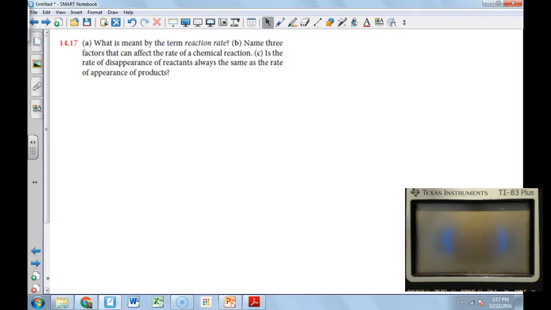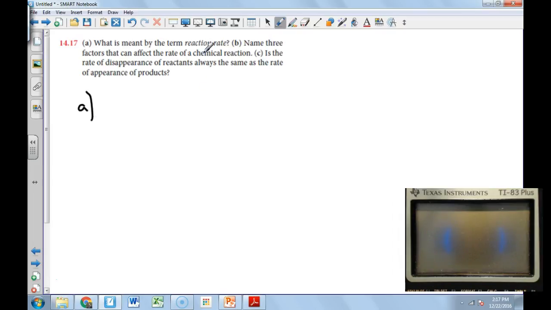Hey everybody, this is question 14.17 out of Brown LeMay Burston. Wanted to give you a question that you can look up the answers to, or check to see if you're thinking about it the same way that I am. With these sorts of questions where I have to write a lot, I may not write out the whole thing. I may just give a couple of symbols, but listen to what I'm saying when I give the answer here.